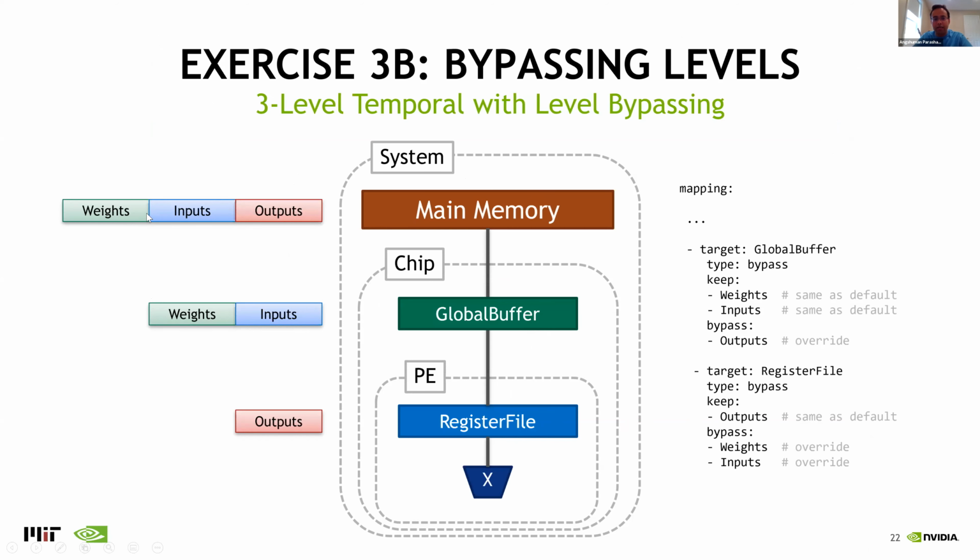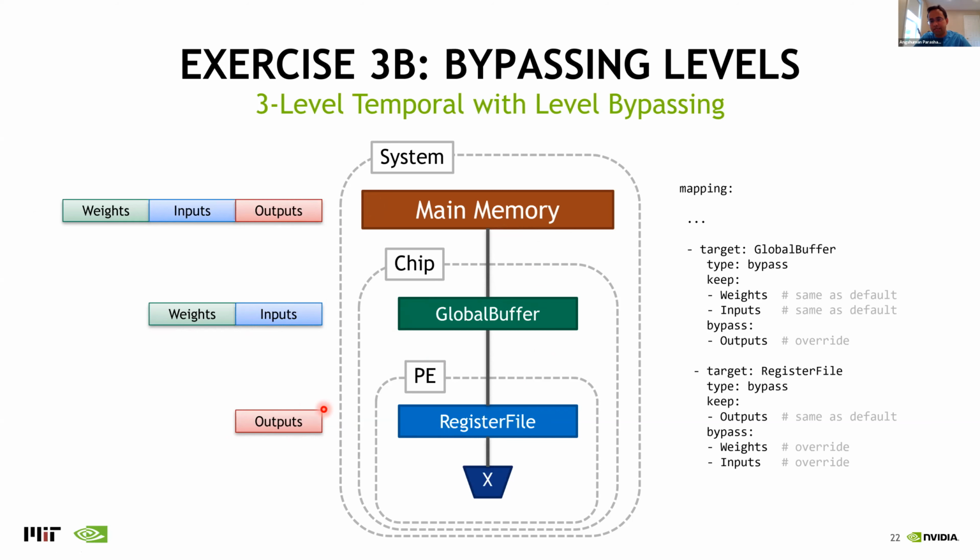Okay, and the idea behind bypassing is that just because you have a multitude of storage levels, it doesn't mean that you need to store every tensor at every level. So here's an example in which I've said, you know what, I'm only going to store outputs at the register file. I'm going to store both weights and inputs at the global buffer, but not outputs. And I'm going to store everything in main memory because that's the backing store.